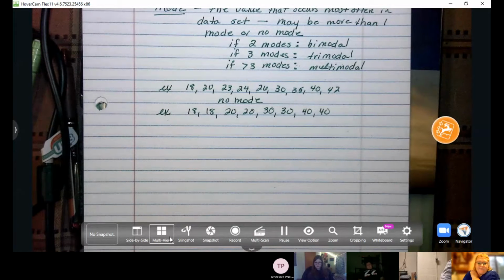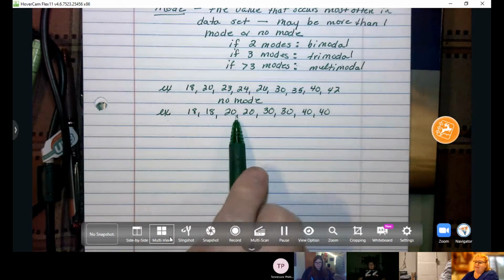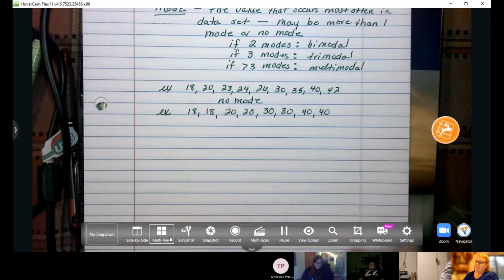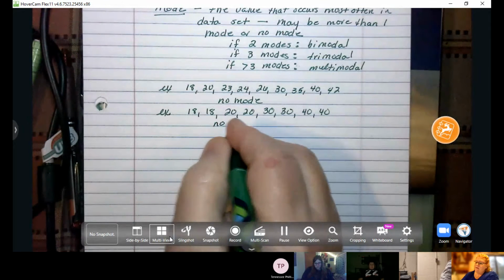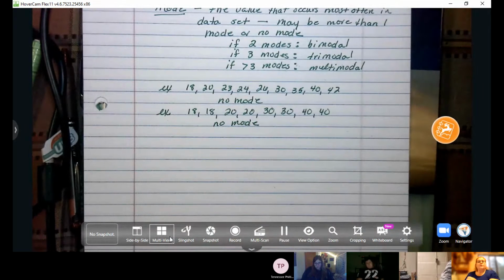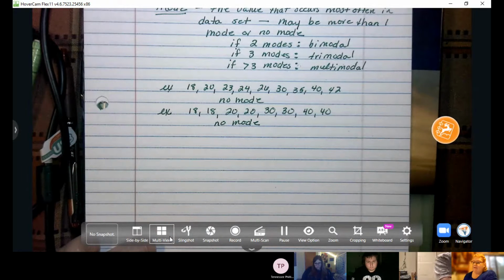What about this example? Does any data item occur more than another item? They all occur more than once, but they all occur the same number of times. So what would you say about the mode? It is still what? No mode, because no item occurs more than the other or more frequently than another.